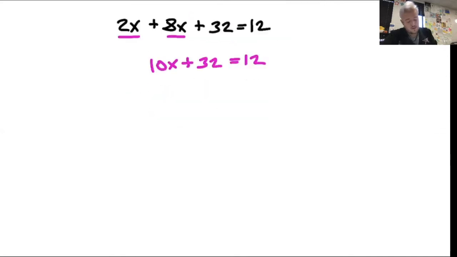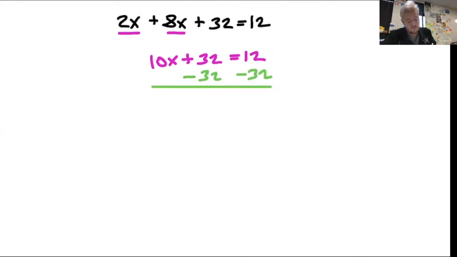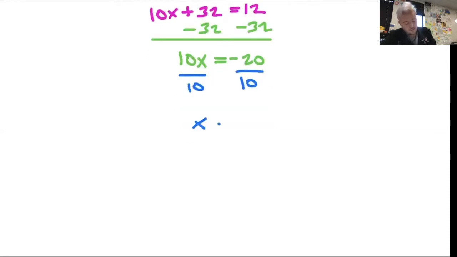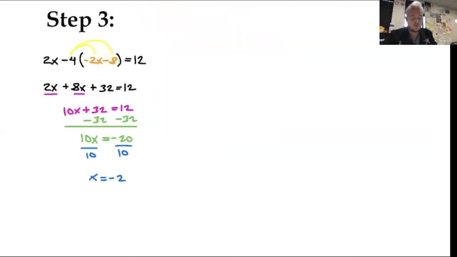So the next step, I'm going to subtract 32. This is just like any traditional equation that we would solve in unit 1, for example. So 10x equals -20. Then I want to divide by 10. So x equals -2. So I just solved for x.